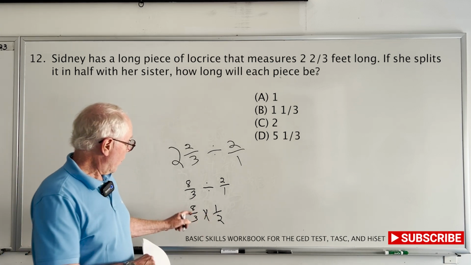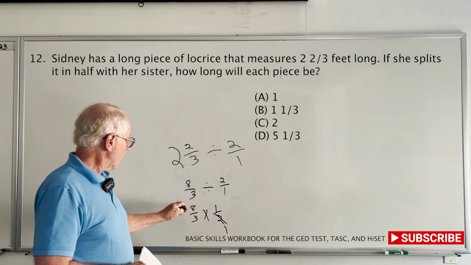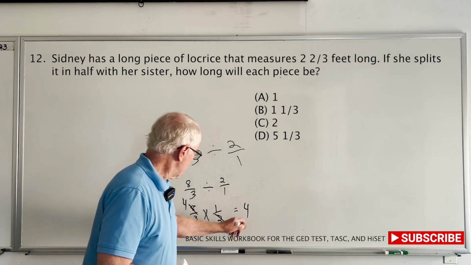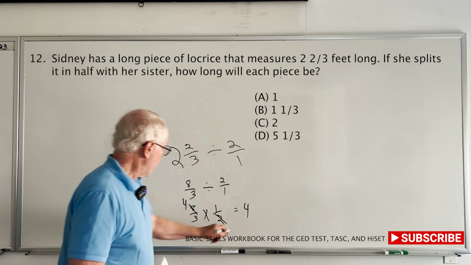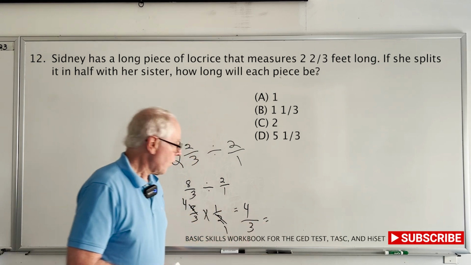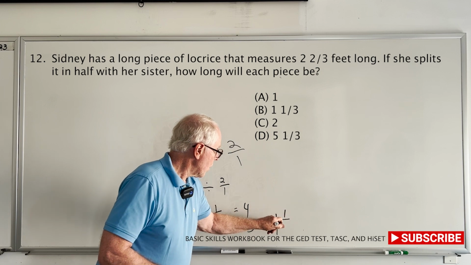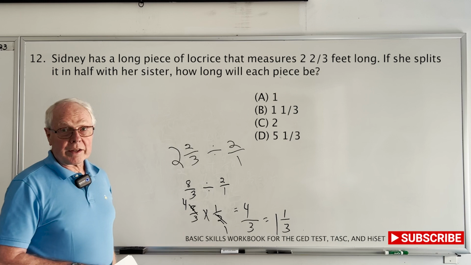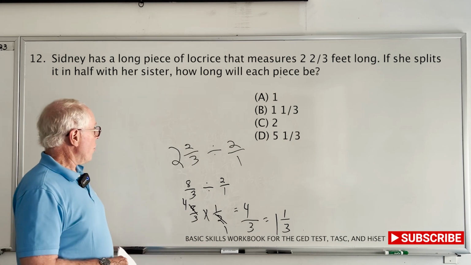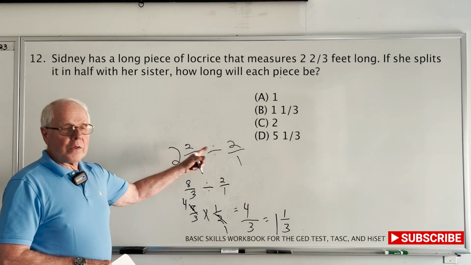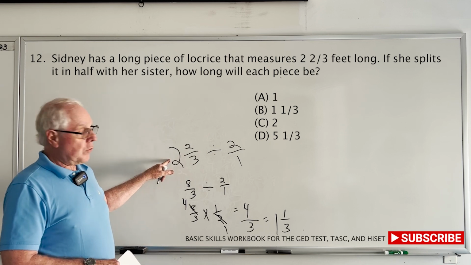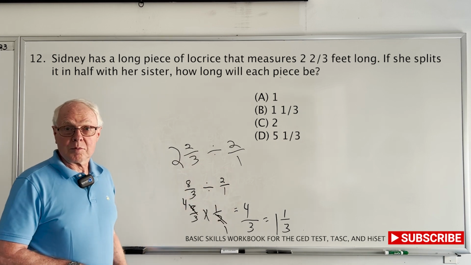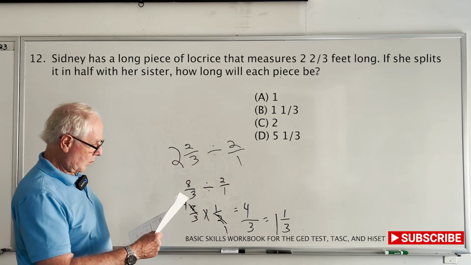And we catch a little break here with the canceling. 2 goes into 2 once. 2 goes into 8, 4. 4 times 1 is 4. 3 times 1 is 3. 4/3, or 1 1/3. And again, another way that I think you'll appreciate if you think about it, if we cut both of these in half, half of 2 is 1, half of 2/3 is 1/3. And there's our answer.